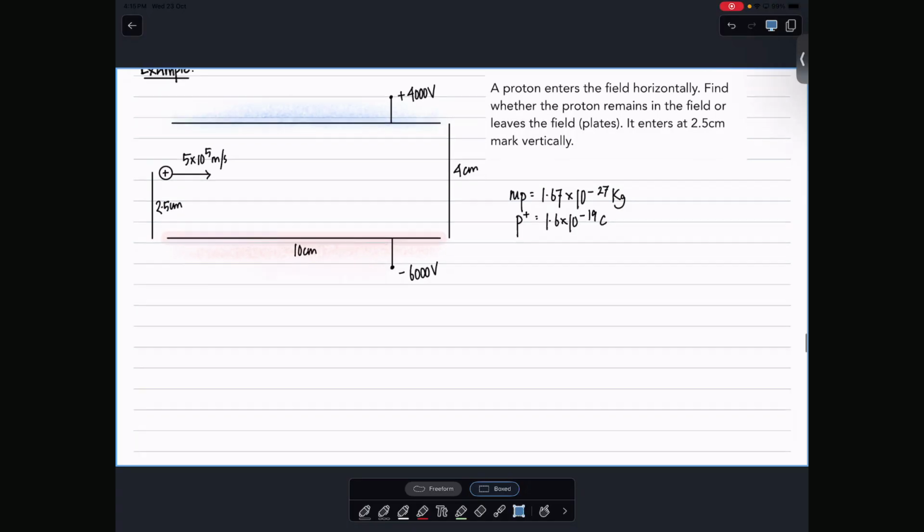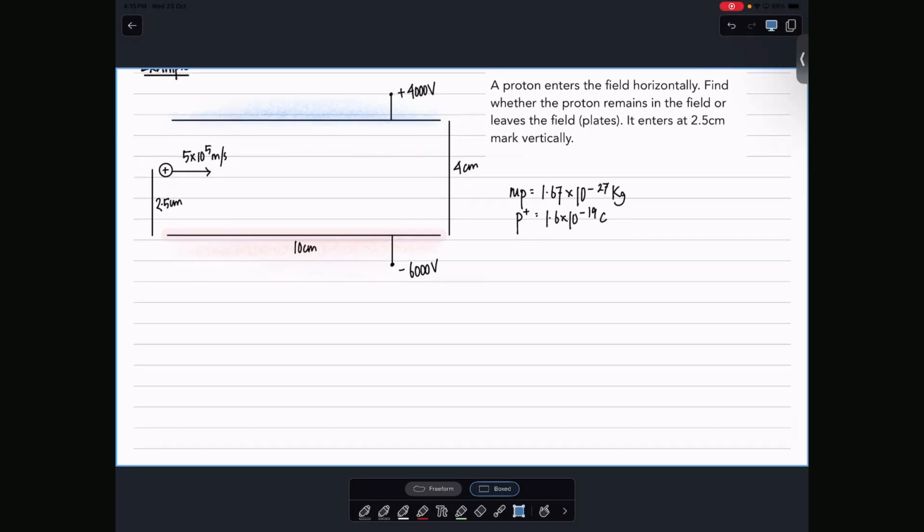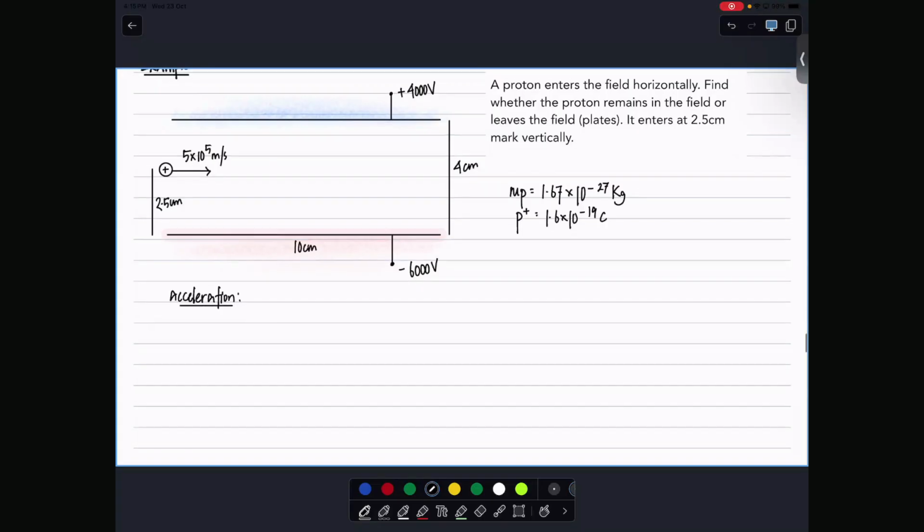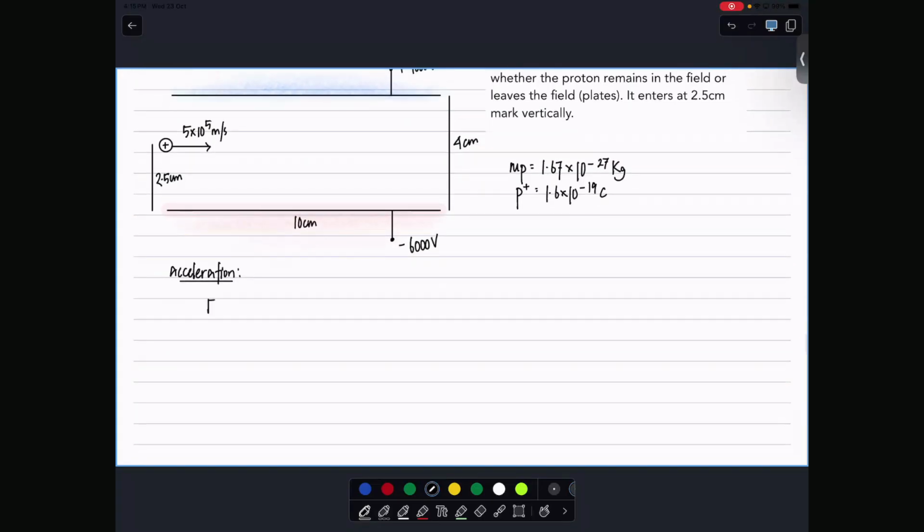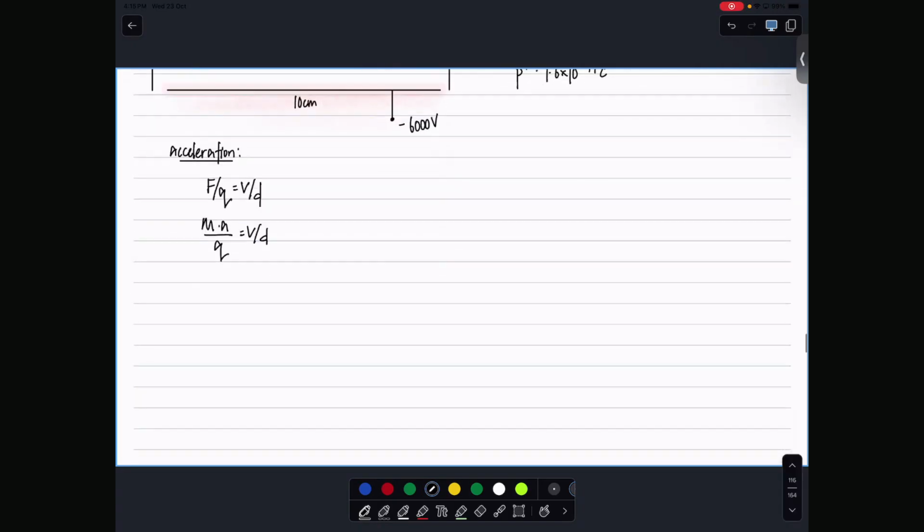Okay, let's first find the acceleration. So how do we find acceleration in this case? What we need to do here is F by Q equals V by D. The force here is mass into acceleration. So mass into acceleration divided by charge equals V by D. Now we need to substitute whatever we know, right?